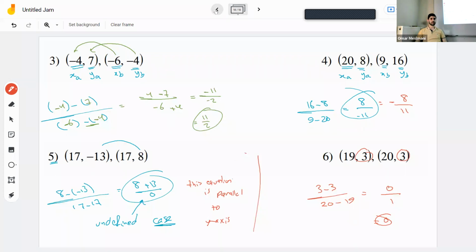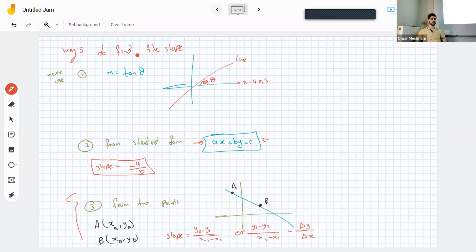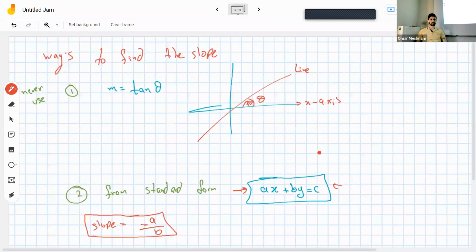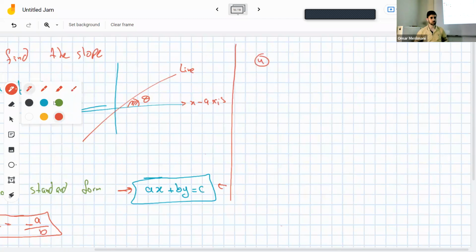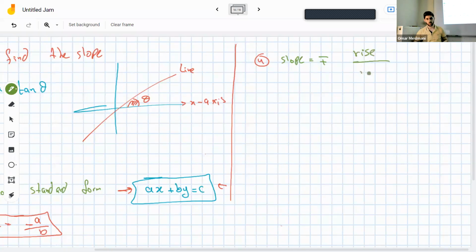Okay, so now I talked about 3 ways to find the slope. Now we have a 4th way. I will do it on the same page here, I have a space. So the 4th way to calculate the slope is what we call rise over run, right? So the slope is equal to positive or negative, and this is something you have to decide, rise over run.